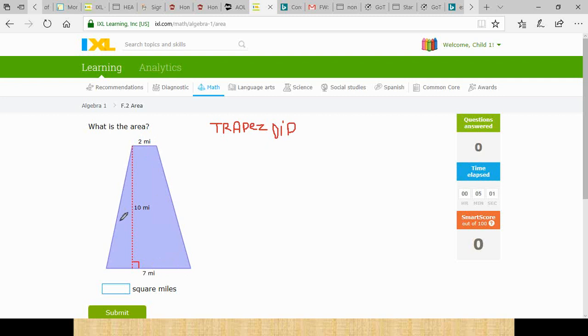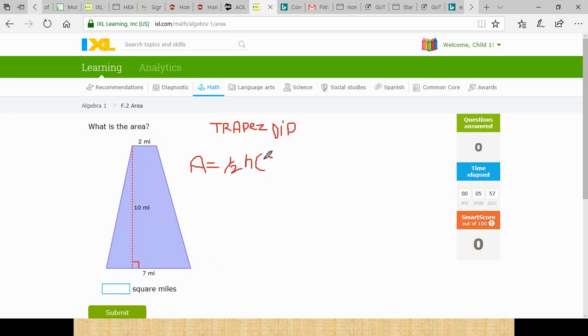To find the area of a trapezoid, the area of a trapezoid is A equal to a half the height. So this is the height. You're going to drop a perpendicular from the base straight up to the other side. This is the height. Now you're going to have in brackets the short base. So this is one base and this is another base.